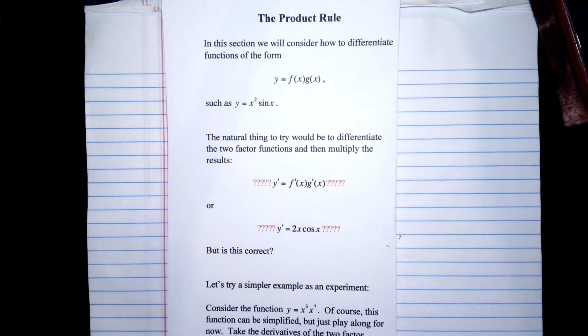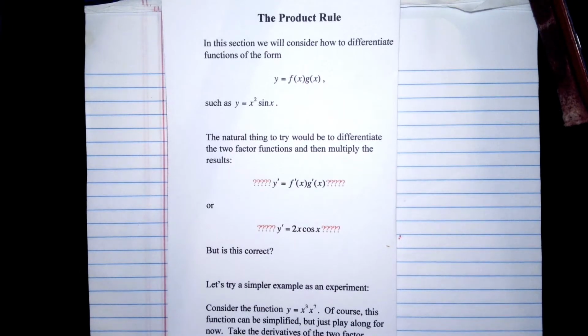In this video, we're going to talk about the product rule. We're going to talk about how to differentiate a product of two functions. So how do we differentiate y equals f of x times g of x? For instance, x squared times sine x.